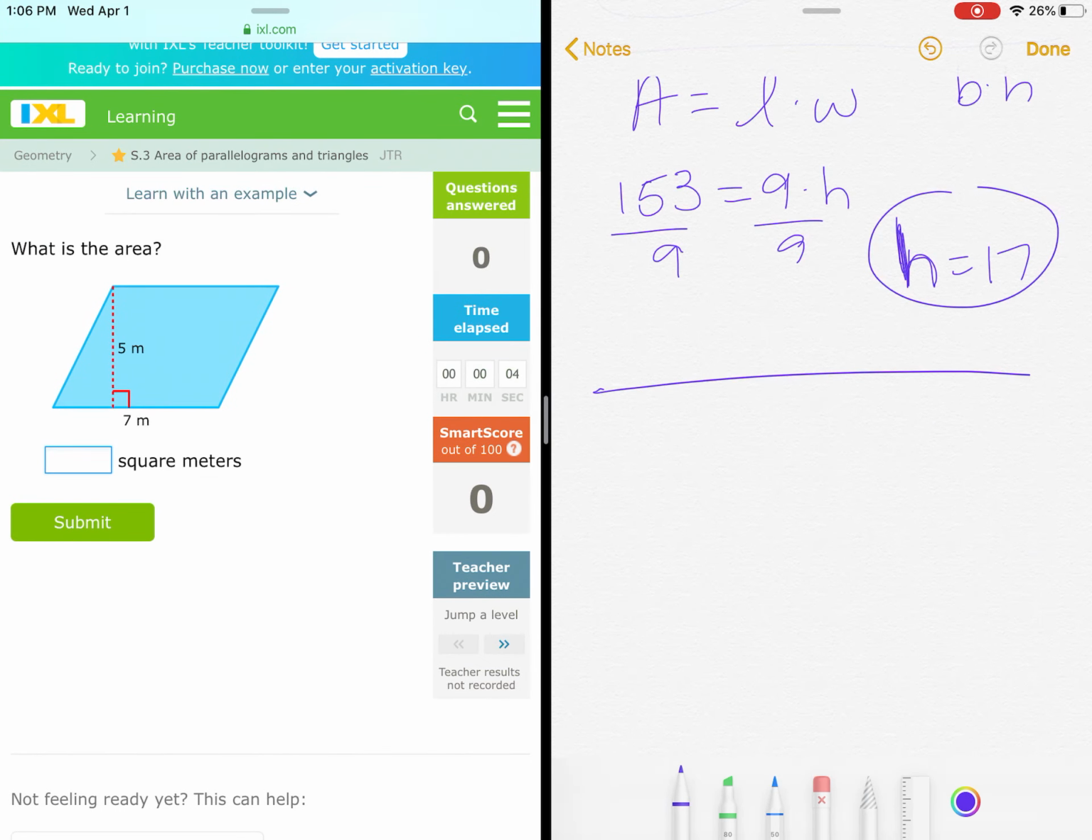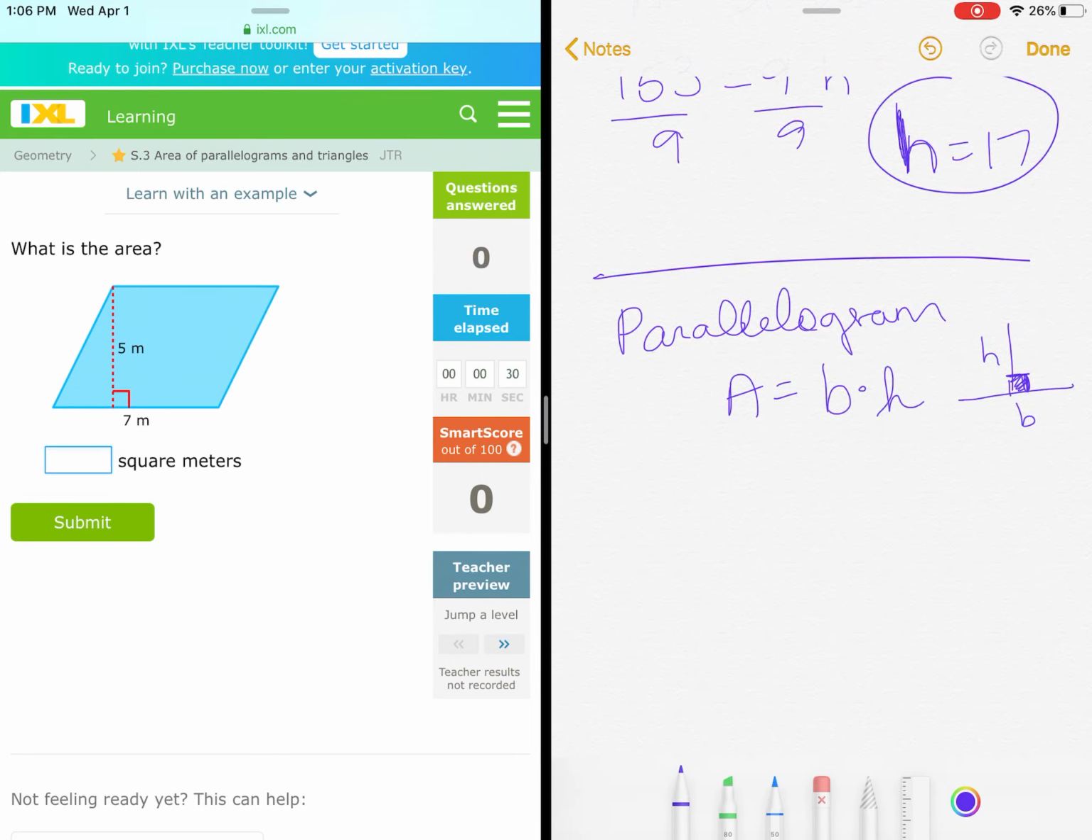All right, so this one's the area of a parallelogram and triangles. So for a parallelogram, area is base times height. Okay, what you have to remember is that height is where it's perpendicular to the base. Height is perpendicular to the base. That makes a 90-degree angle. Okay, that's super, super important. And so for this one, the height is 5 and the base is 7. And so I just plug that in. So area is 5 times 7, which is 35.